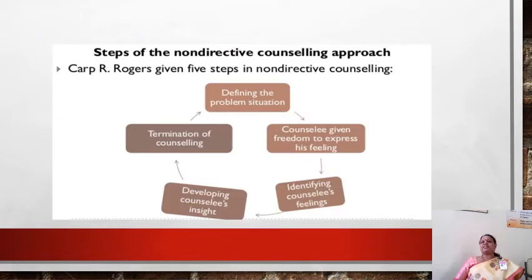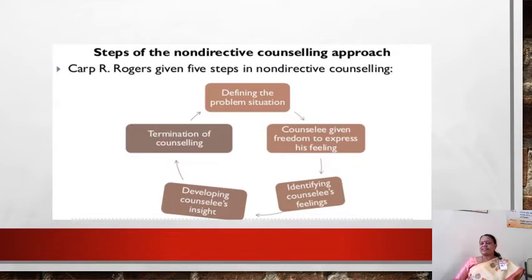So coming to the steps that are involved in non-directive counseling, there are five important steps that have to be followed. The first very important thing is defining the problem or the situation. The counselor will be understanding and defining the problem or the situation to the client.